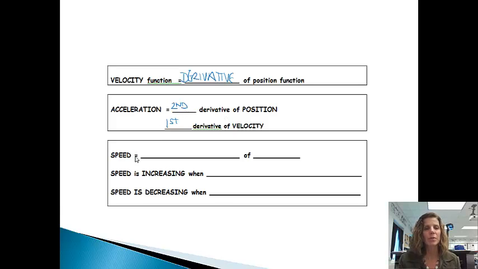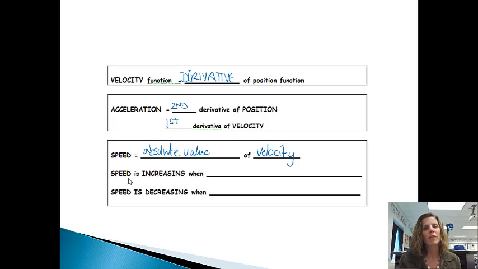When I'm dealing with speed, velocity has direction, so if I'm going up, the velocity would be positive, and if I'm headed down, my velocity answer will be negative. Speed only cares about how fast you're going. It doesn't matter whether you're going up or down or left or right, it's always going to be a positive number. So the speed is going to be the absolute value of the velocity. It's still how fast you're going, but we don't care about direction.